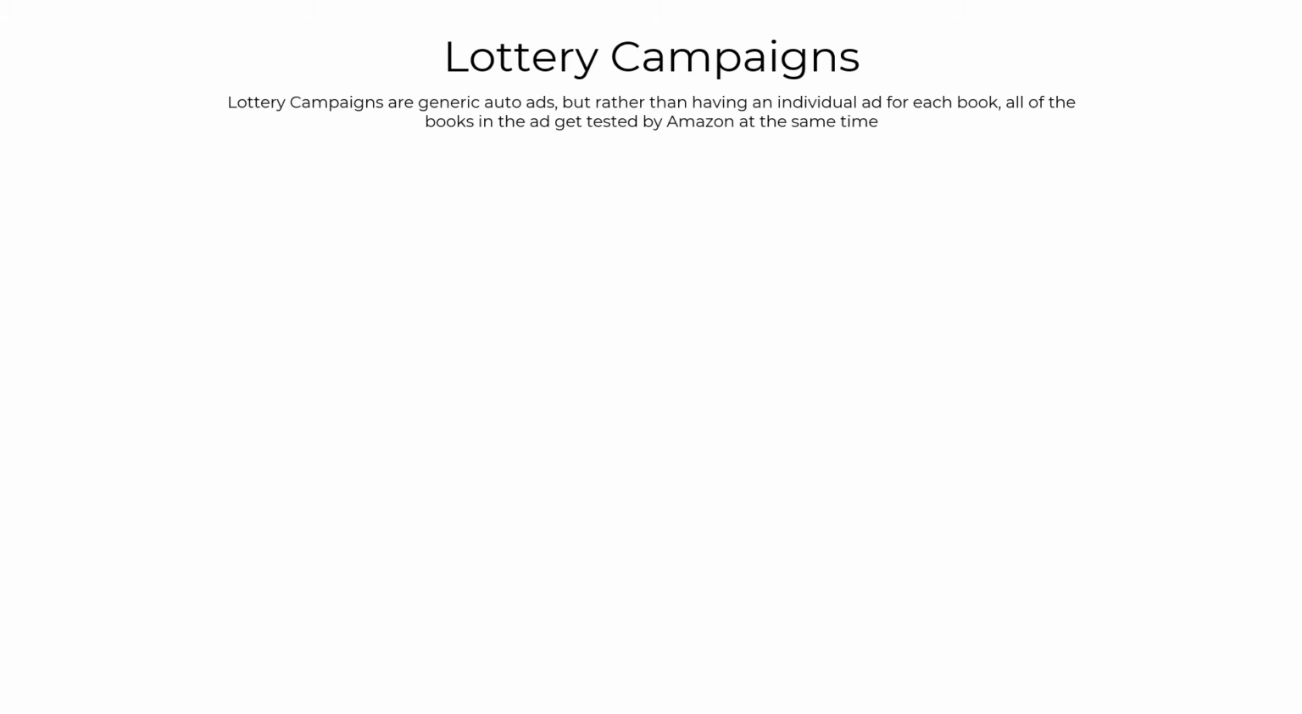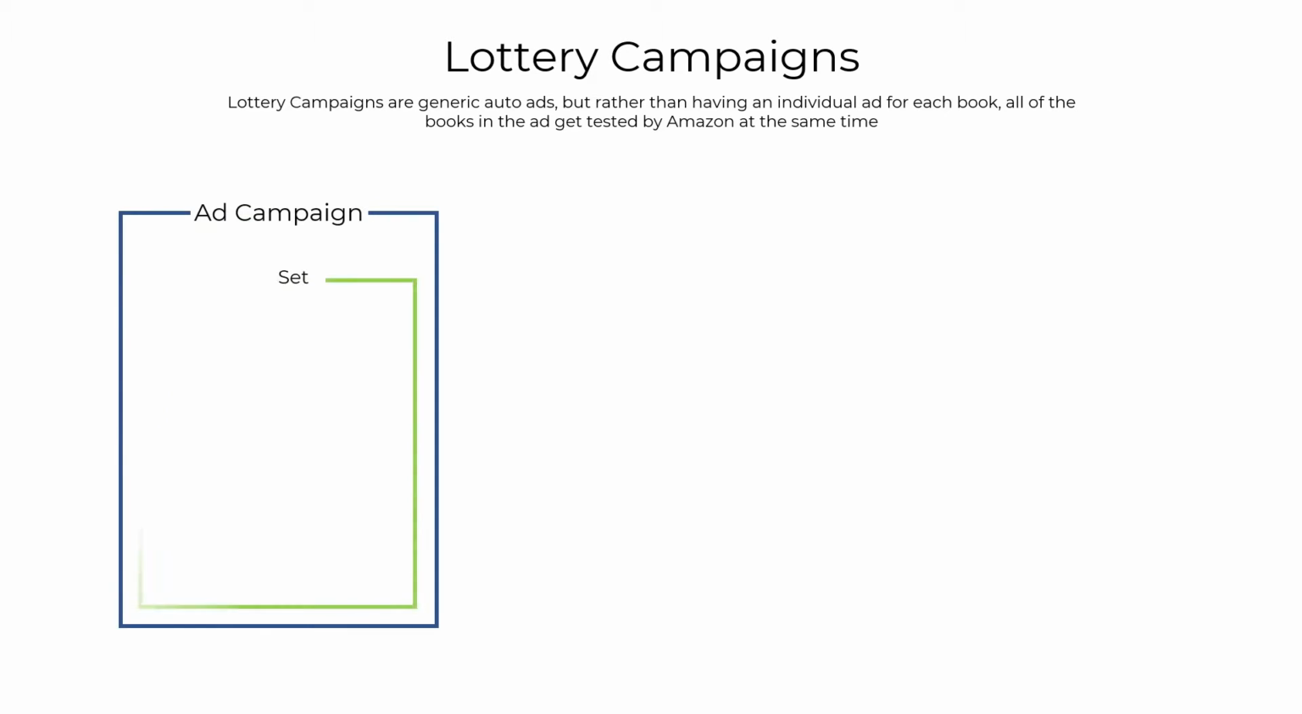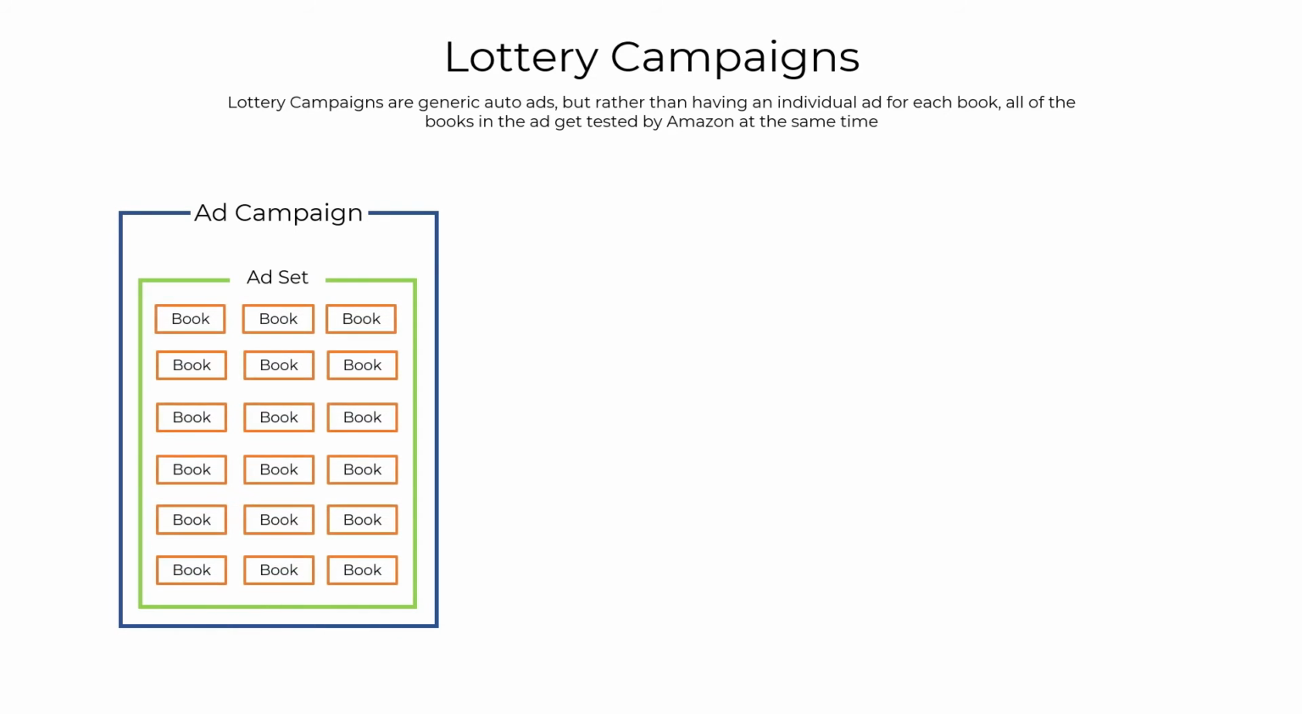And in this video, I'm going to show you exactly what a lottery campaign is, how you can set one up, and also show you through my lottery campaign to give you a bit more of an idea of why they can be successful and kind of what they look like. So lottery campaigns are basically just generic auto ads, but rather than having an individual auto ad for each book, all of your books are going to be set in the same ad and then tested at the same time by Amazon.